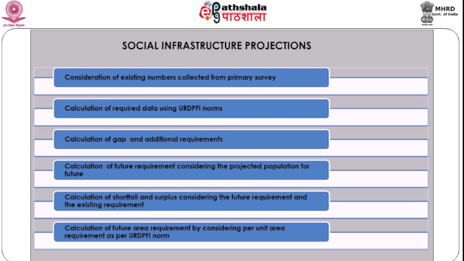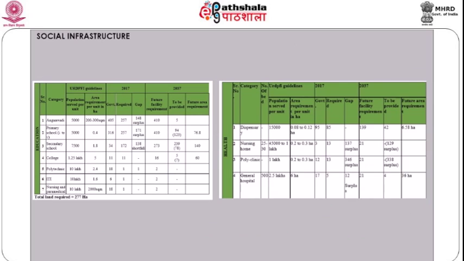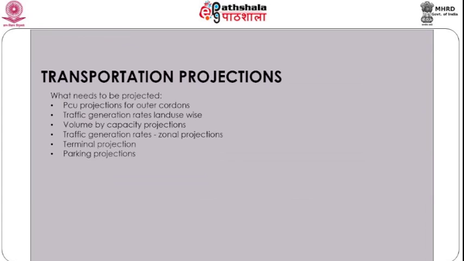As I mentioned earlier, the future requirement of social infrastructure would be, one, to meet the existing shortages or backlog or gaps. In addition, the additional requirement for the future population needs to be added to the existing gaps. So that would give us the total figure of the future total requirements of infrastructure facilities.